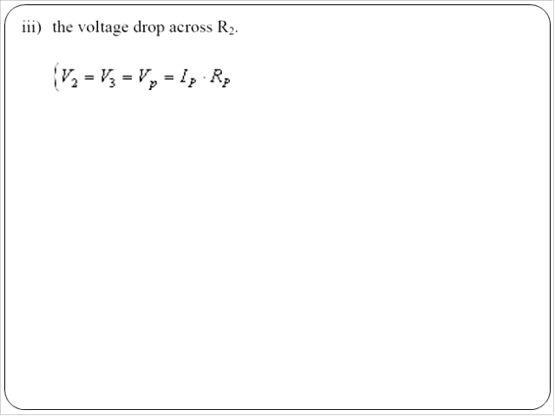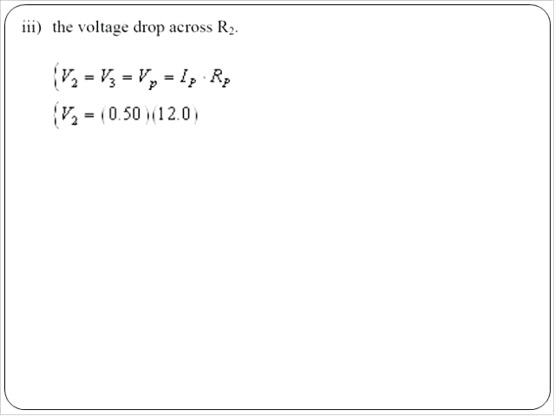They said V2 is equal to V3, which is the same as the parallel voltage for that little section of the circuit, which is current parallel times resistance parallel. I already know those two numbers. I already know what IP and RP equal. IP is 0.50 because that's the total current going around the circuit.